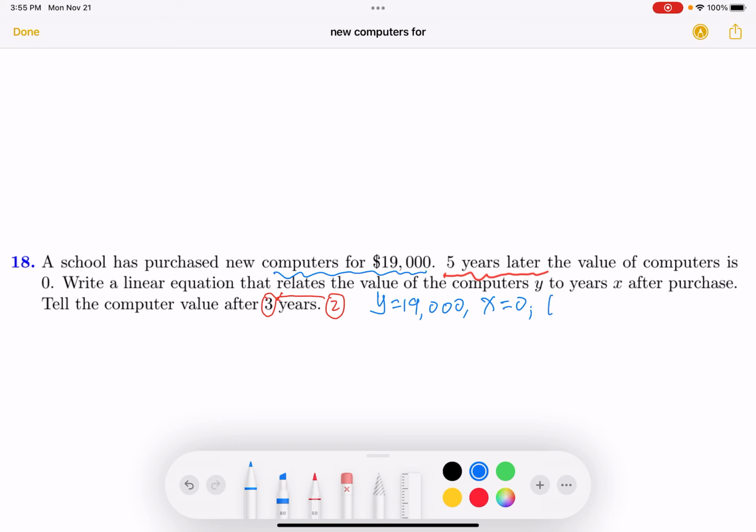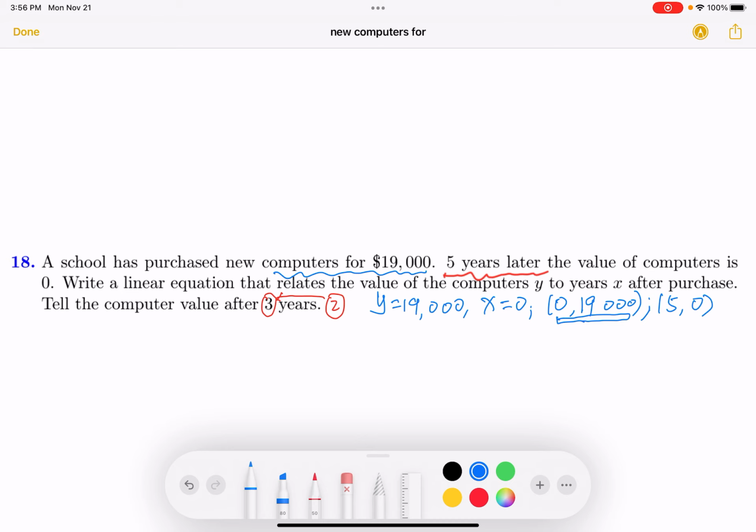Okay, so that means 0 corresponding to 19,000. So let me erase this one. $19,000. Now, 5 years later, the value of the computers is 0. So then the second point will be what? Will be 5 years later. So let me do 5 years later. Then the value is 0.